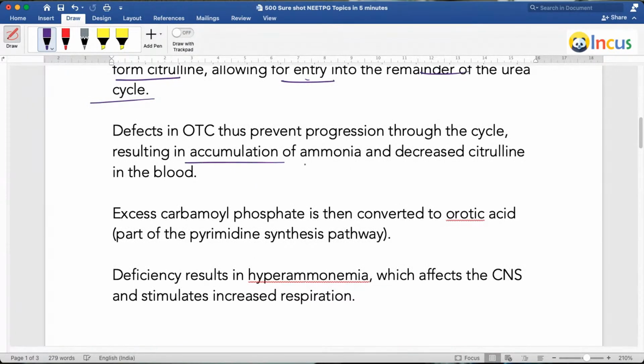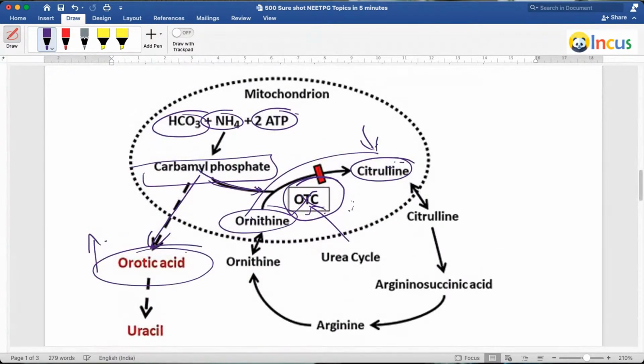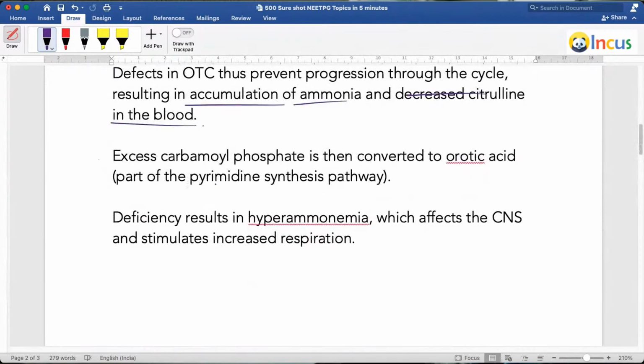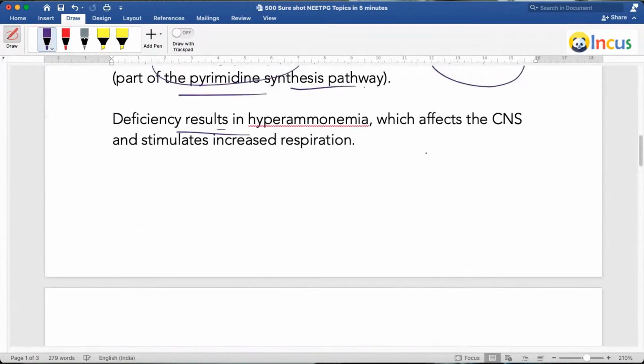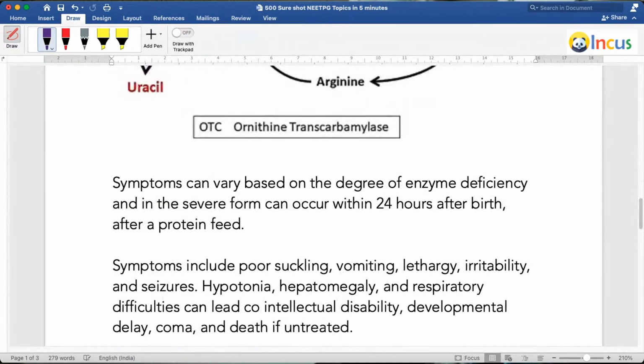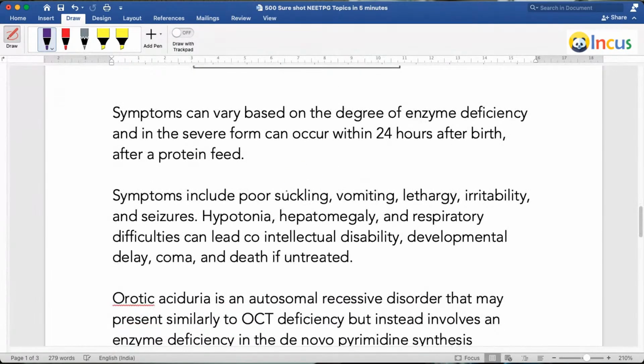So it all leads to accumulation of ammonia, decreased citrulline in the blood. Obviously, ammonia cannot be detoxified easily through the urea cycle anymore. So that leads to development of hyperammonemia. And excess carbamyl phosphate becomes orotic acid, which is part of the pyrimidine synthesis pathway. Now, typically, whenever there is any hyperammonemia, there is CNS depression. And typically, patients will have poor suckling, vomiting, lethargy, irritability, seizures, hypotonia, hepatomegaly, intellectual disability, etc.